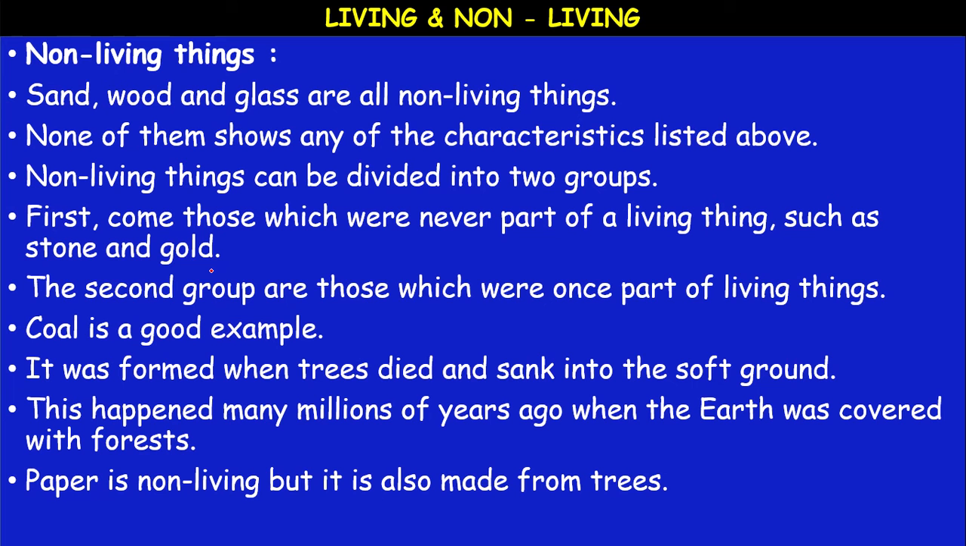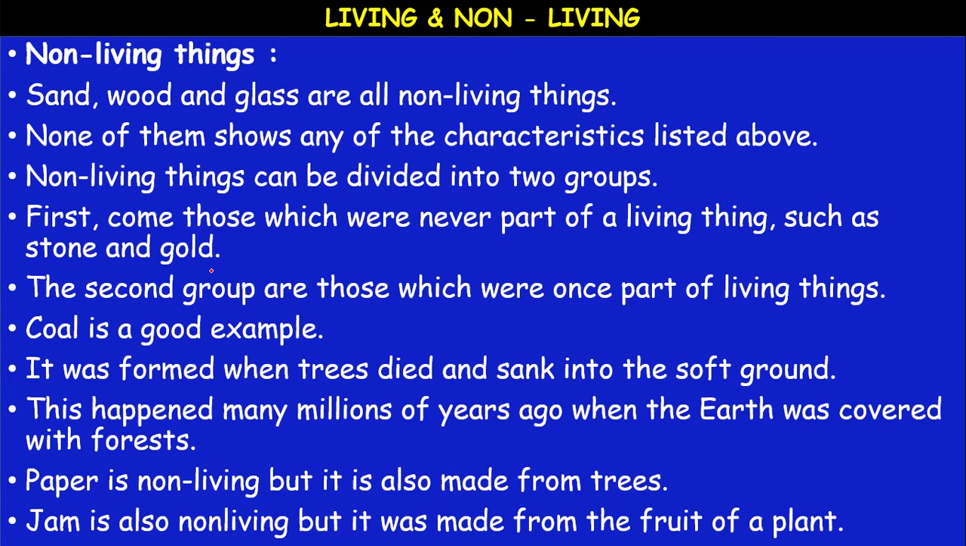Paper is non-living, but it is also made from the pulp of the trees. So it also comes under which category? Second category of non-living things. Jam. Jam is also non-living, but it was made from the fruits of a plant. So how interesting it is. We know that non-living things do not have any life, but there are certain things which were once living and now are non-living. That is the second group: coal, paper and jam. Jam is also non-living, but it was made from the fruits of a plant, fruit jam.